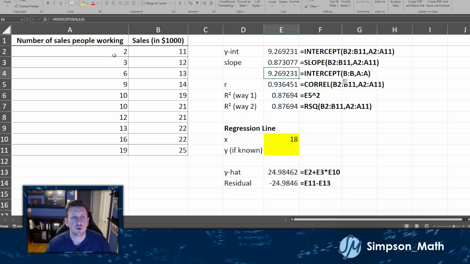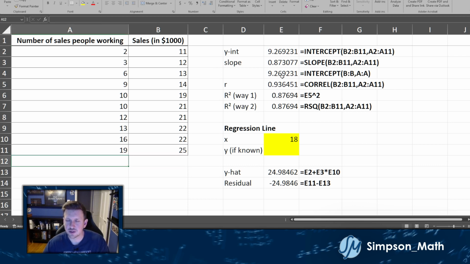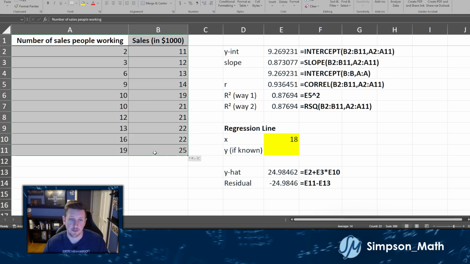Why might this be helpful? Well, if I were to add, let's say, 25 and 32 for another pair here, notice these then update. This is updating correctly, but this is still stuck at this one. So you can use the whole column to be a little bit more flexible, or you could just copy and paste the table in. If it's just a few lines or a whole lot of lines, it will update automatically. That's a little bit slicker. Just do the whole column.